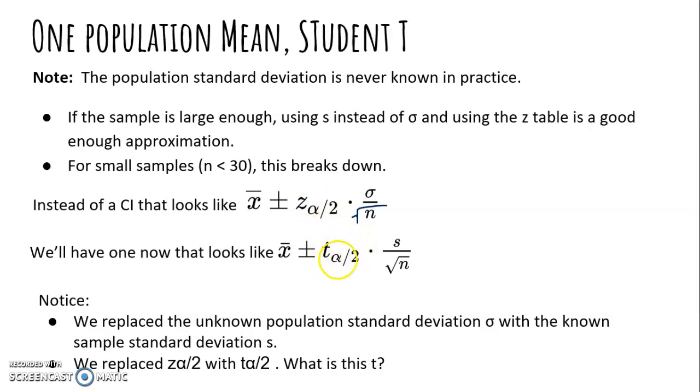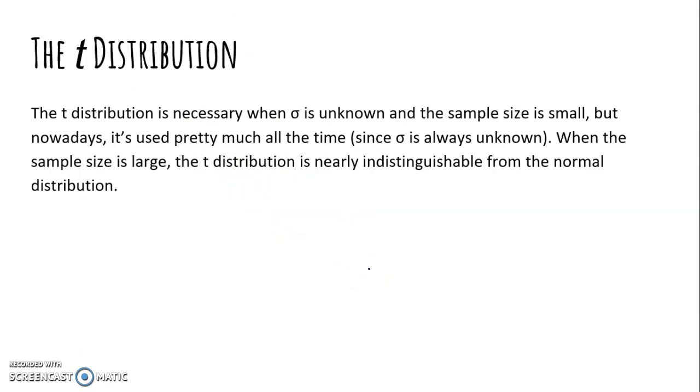So the question becomes, what exactly is T? Notice so many similarities, just a few things we've swapped out. If we swap out the sigma for an S, you've got to swap out the Z for the T if your sample size isn't big enough. The T comes from something called a T distribution, and it's the distribution that we use if we don't know the population standard deviation. It is similar to a normal distribution. It's just shorter.